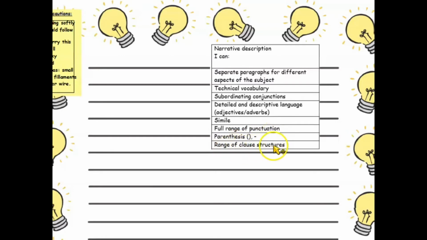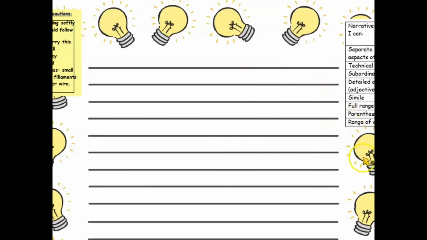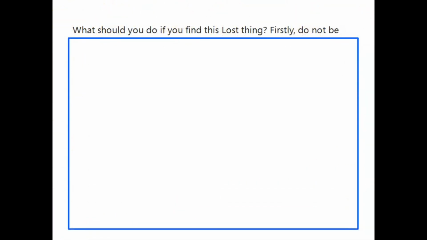Your range of clause structures will really come from you using those sentence openers that we showed you before. So, time for me to show you the process while I'm writing this final paragraph. Right, I'm going to start this paragraph with a question. I've had no opportunity to use a question mark yet, and I think this is the perfect opportunity because I'm leading this paragraph in and letting my reader know that this is where they're going to find some advice. So I've begun with, what should you do if you find this lost thing? You might think of a question that would lead your way into this conclusion quite well.